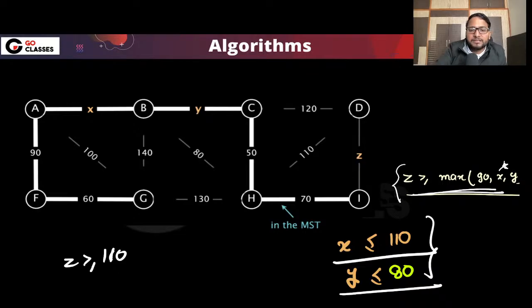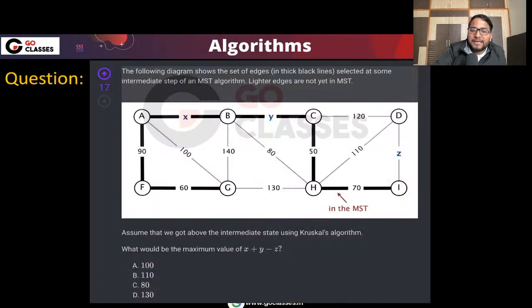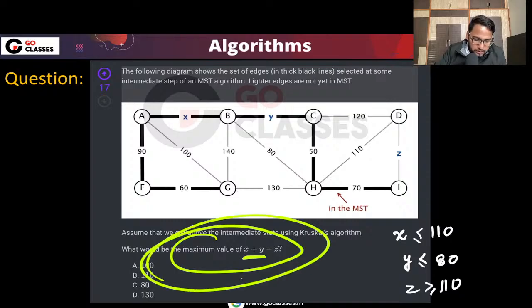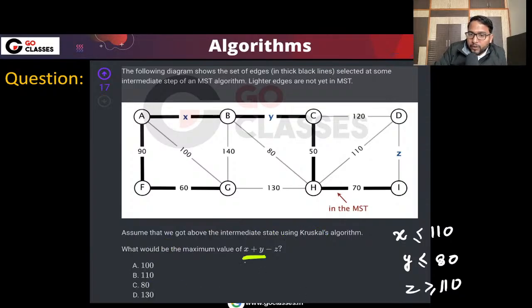So they are asking what the maximum value is. We have got x less than or equal to 110, y less than or equal to 80, and z greater than or equal to 110, right? So what is the maximum value of x plus y minus z? It means the maximum of x and y and the minimum of z, because it is minus, and I want to find the maximum value of the whole. So here 110 is the maximum of x, 80 minus z, and 110 is the minimum value of z. So finally C is the correct answer here.